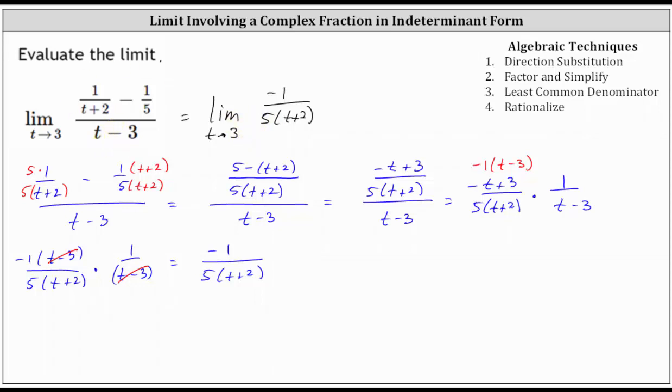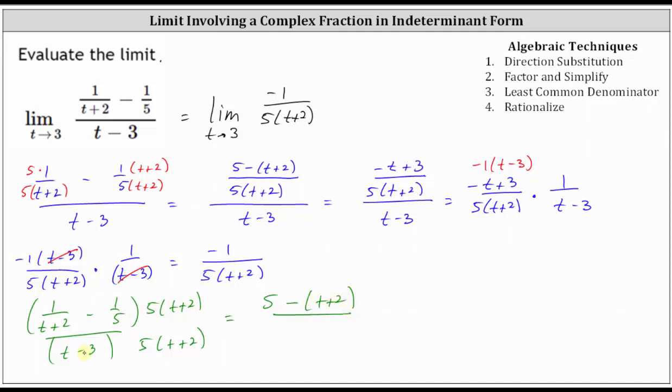So beginning with the original complex fraction, if we recognize the least common denominator is 5 times the quantity t plus 2, it's faster if we multiply the numerator of the complex fraction by 5 times the quantity t plus 2 and multiply the denominator by the same product of 5 and t plus 2. Let's go ahead and do this. 1 over t plus 2 times 5 times t plus 2 is just 5. And then we have minus 1/5 times 5 times t plus 2 is t plus 2. In the denominator we have 5 times t minus 3 times t plus 2.